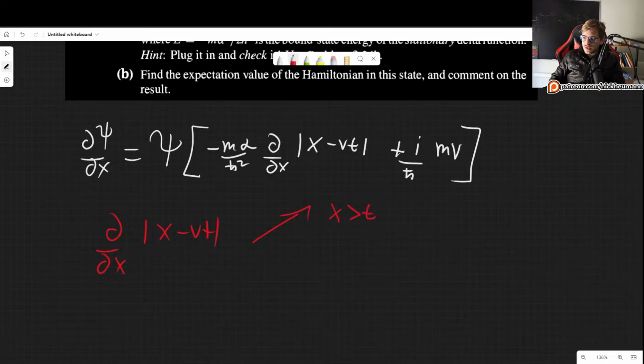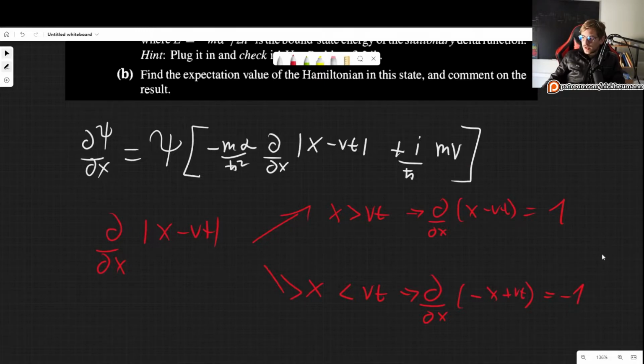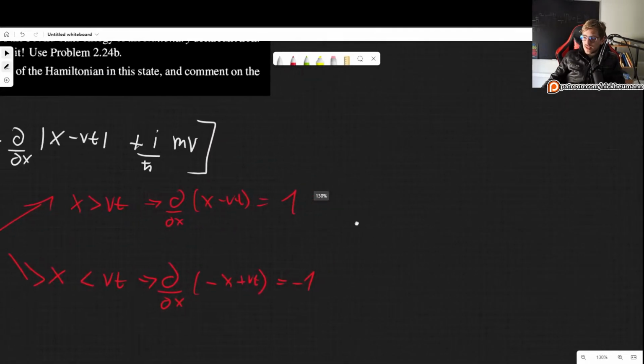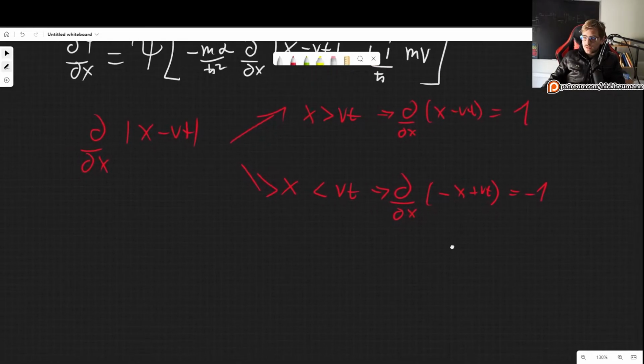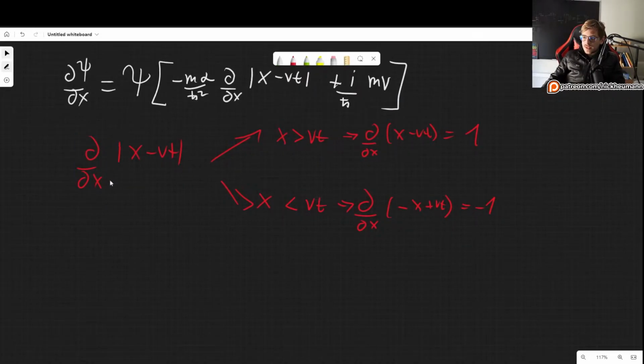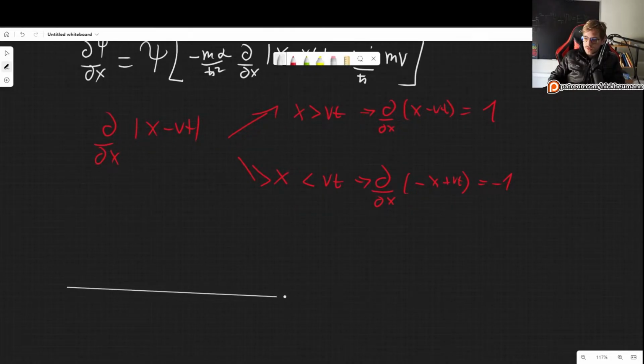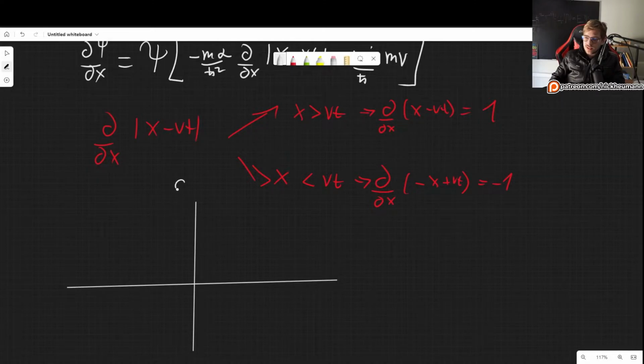If x is greater than vt, then the derivative with respect to x of x minus vt is simply 1. And in the other case, when x is smaller than vt, the derivative with respect to x is going to be of minus x plus vt, which gives us minus 1. So this is quite similar. Now let's apply the same logic as before. Basically, what this means is that the derivative, so let's do a sketch just to make it easier to understand, is the derivative with respect to x, and this is x.